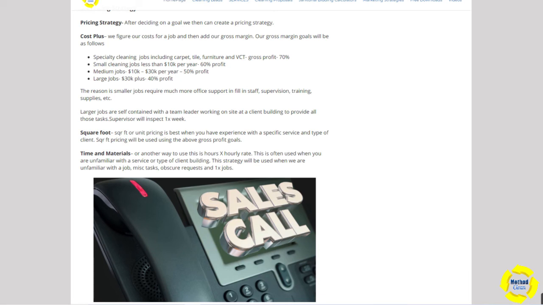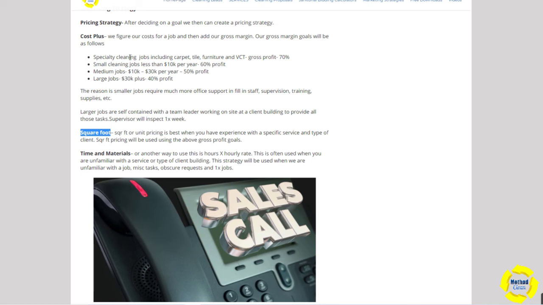So some of our pricing strategies can be cost plus by the square foot. Generally, square foot, what happens is it's unit pricing. So let's say that you are bidding on 10,000 square foot offices. Well, after you bid on three, four, five of them, you're going to have a square foot. That's unit pricing. You know, cost plus.